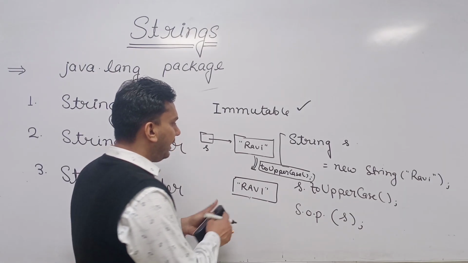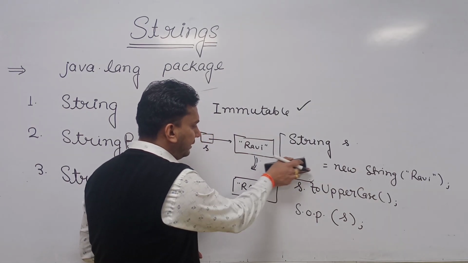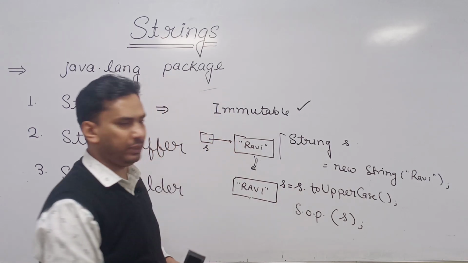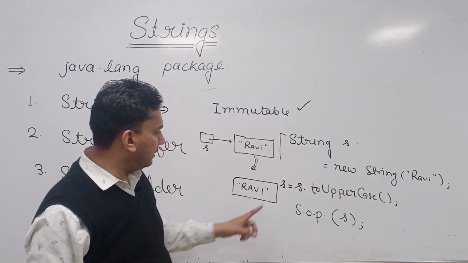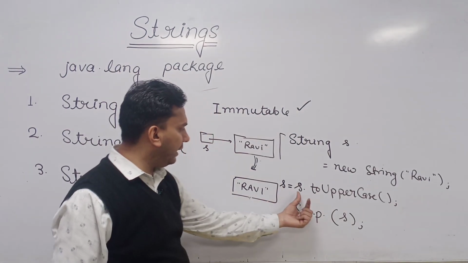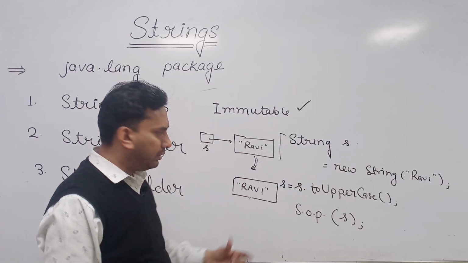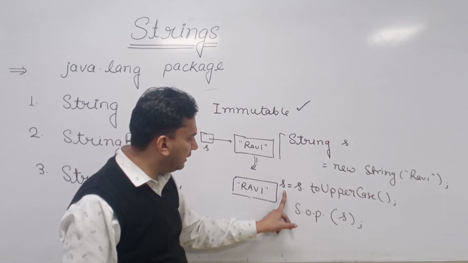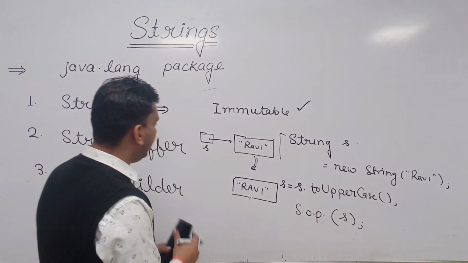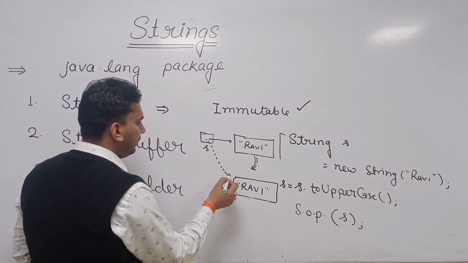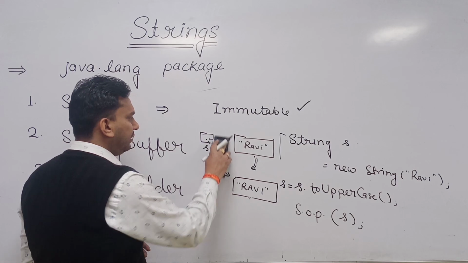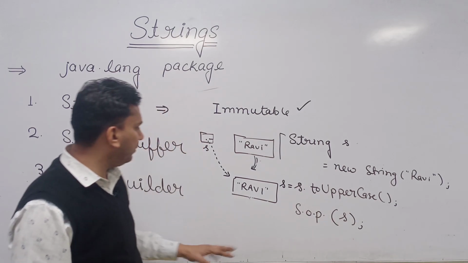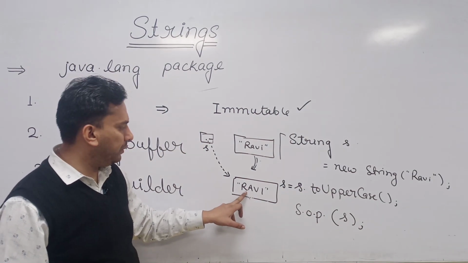But if I write like this, s = s.toUppercase. S.toUppercase will create this new object. Now whatever object is created here, s should point to this. S has been assigned the address of the new object, which means now s is going to point to this object, and this reference has been lost. So now what will be the output? Now s is pointing to what? The new object. So it will print RAVI.